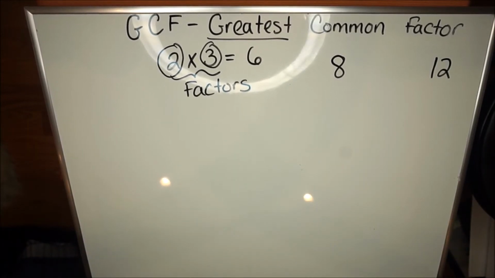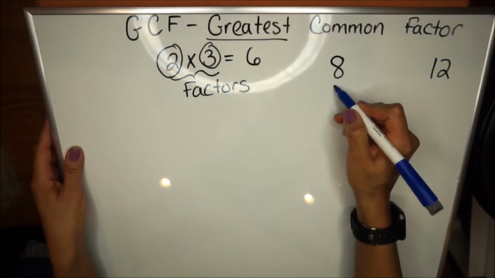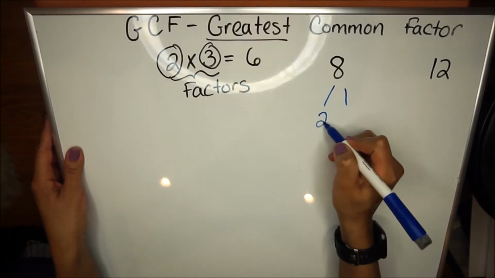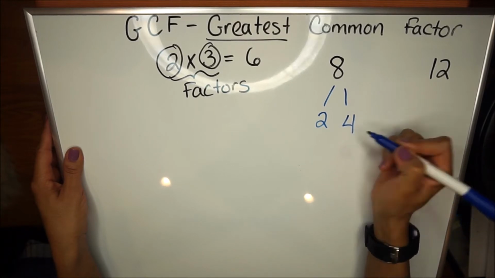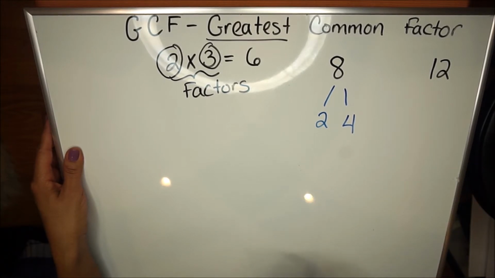Whenever we're finding factors of a number, we need to use prime factorization. That means that I'm going to start with the smallest prime number, which is 2. If 2 doesn't work, I'm going to try 3. If 3 doesn't work, I'm going to try 5. If 5 doesn't work, I'm going to try 7, and so forth. So I'm going to start out with 2. 2 times what number is going to give me 8? Well, I know 2 times 4 is going to give me 8.